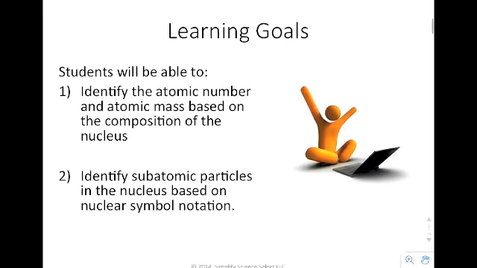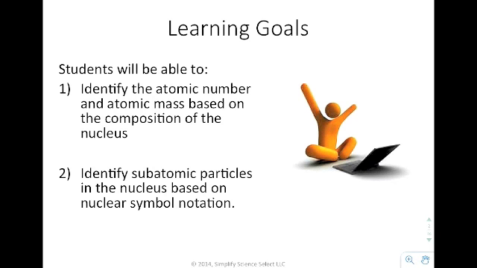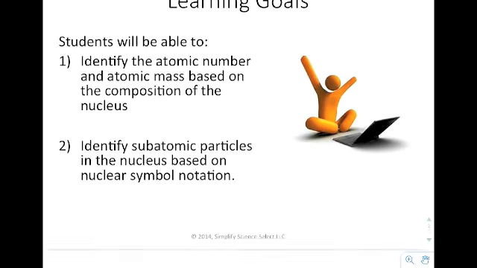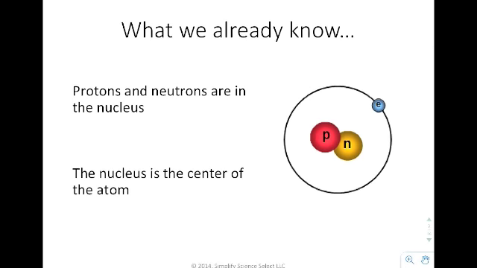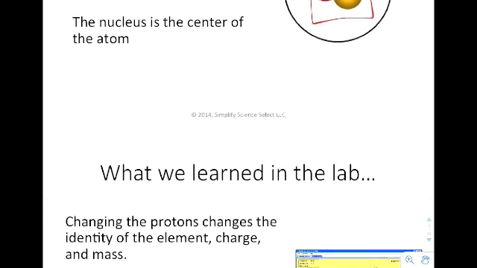So, the learning goals: students should be able to identify the atomic number and atomic mass based on the composition of a nucleus, and you should be able to identify the subatomic particles in the nucleus based on what is called nuclear symbol notation. We already know that protons and neutrons are in the nucleus, and so that's the center part of the atom. We also know the nucleus is the center of the atom.